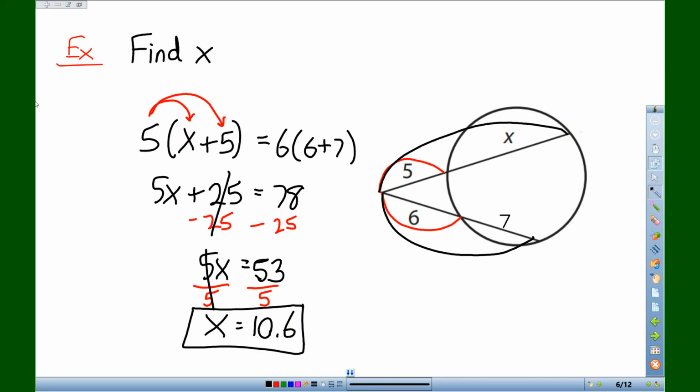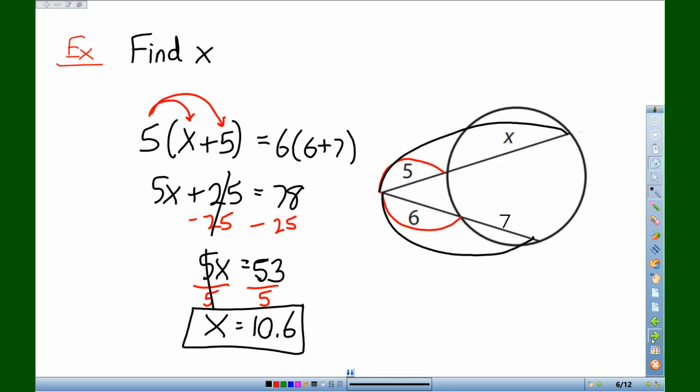Okay, just like I always recommend, look at your answer in the context of your circle. Does it make sense for this segment to be a 10.6 when this one is 5? Like, yeah, it almost looks like it's about double its length. Okay, so you can find mistakes sometimes that way.